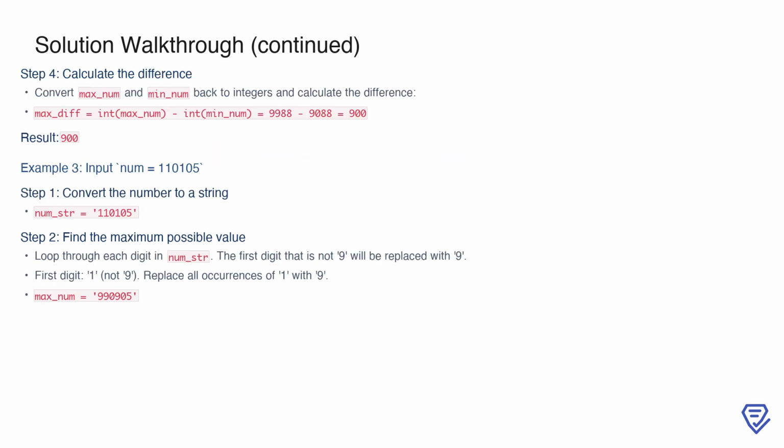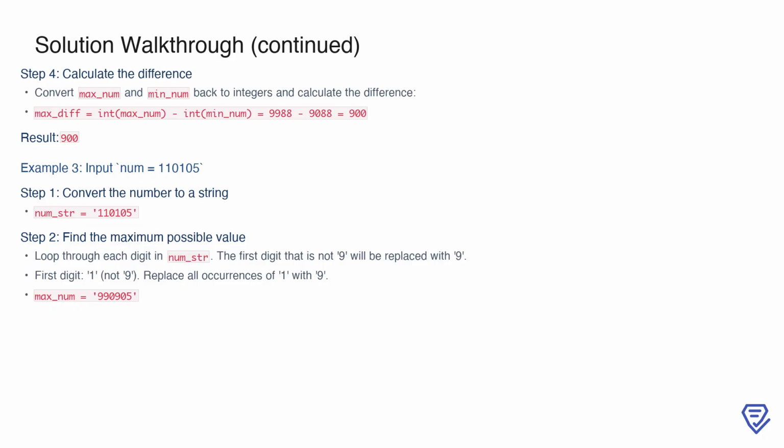To calculate the difference for the input 9288, we convert the maximum value 9988 and the minimum value 9088 back to integers. Subtracting these gives 9988 minus 9088, which equals 900. Now, consider the input number 110105.